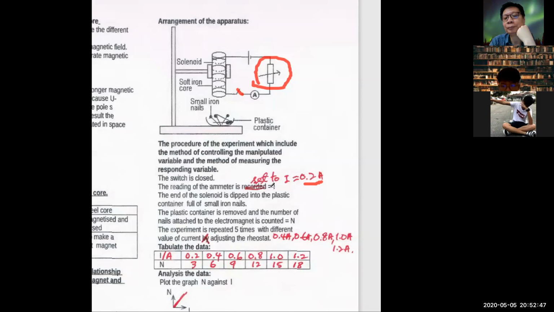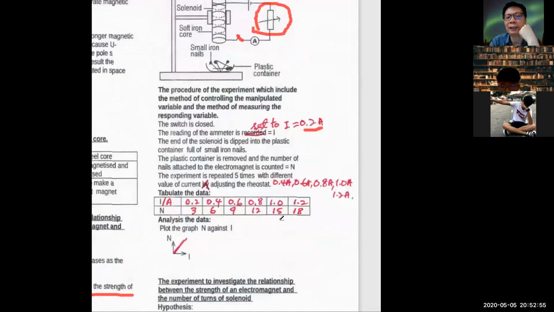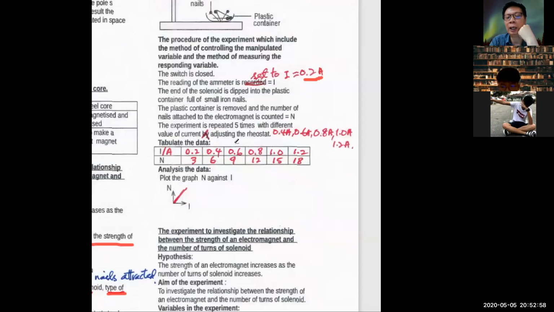Don't assume you know. No, you have to practice to write it out. After the procedure is the tabulation of data. A table. Don't use a horizontal table. Use vertical. Vertical means the table like this.